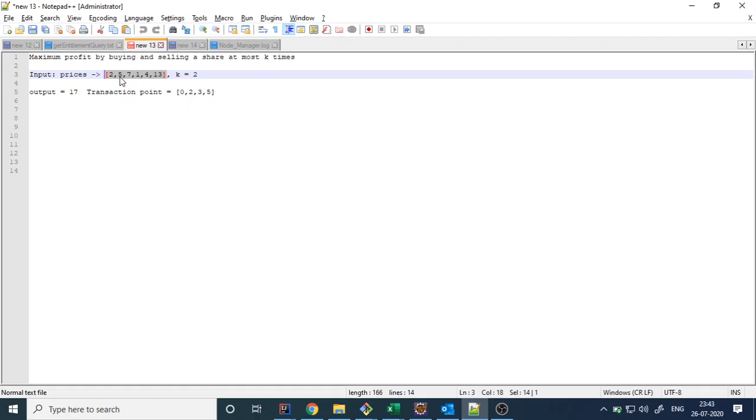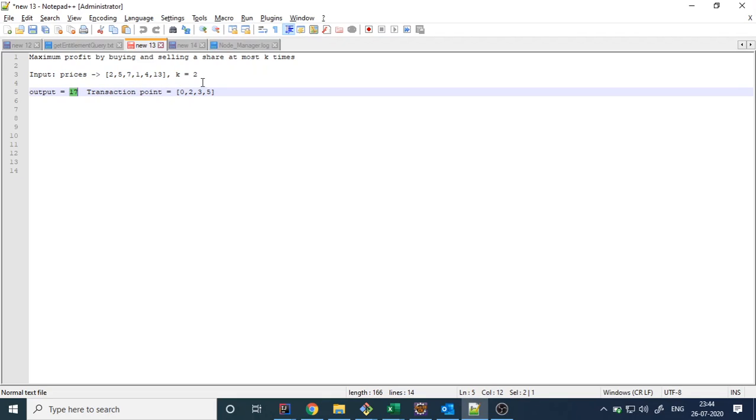First is all the prices of the stock day-wise, which we will receive in an array. It means the zeroth day has the price value 2, the next day 5, the third day 7, like that. And we are allowed k transactions. So we have to find, given how many transactions are possible, what will be the max profit in k transactions. Okay, so this is the problem.